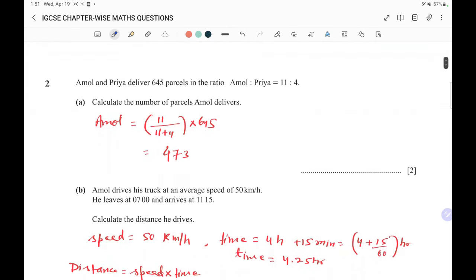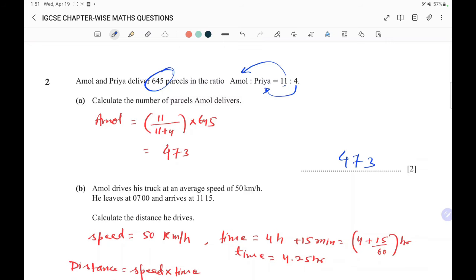Now second, Amol and Priya deliver 645 parcels in the ratio Amol to Priya, that's given. So you know that Amol is associated with 11 and 4 is for Priya. Calculate the number of parcels Amol delivers. So 11, right? This is for Amol. 11 over 11 plus 4 times the total, that's 645. Just calculate, you will get 473.